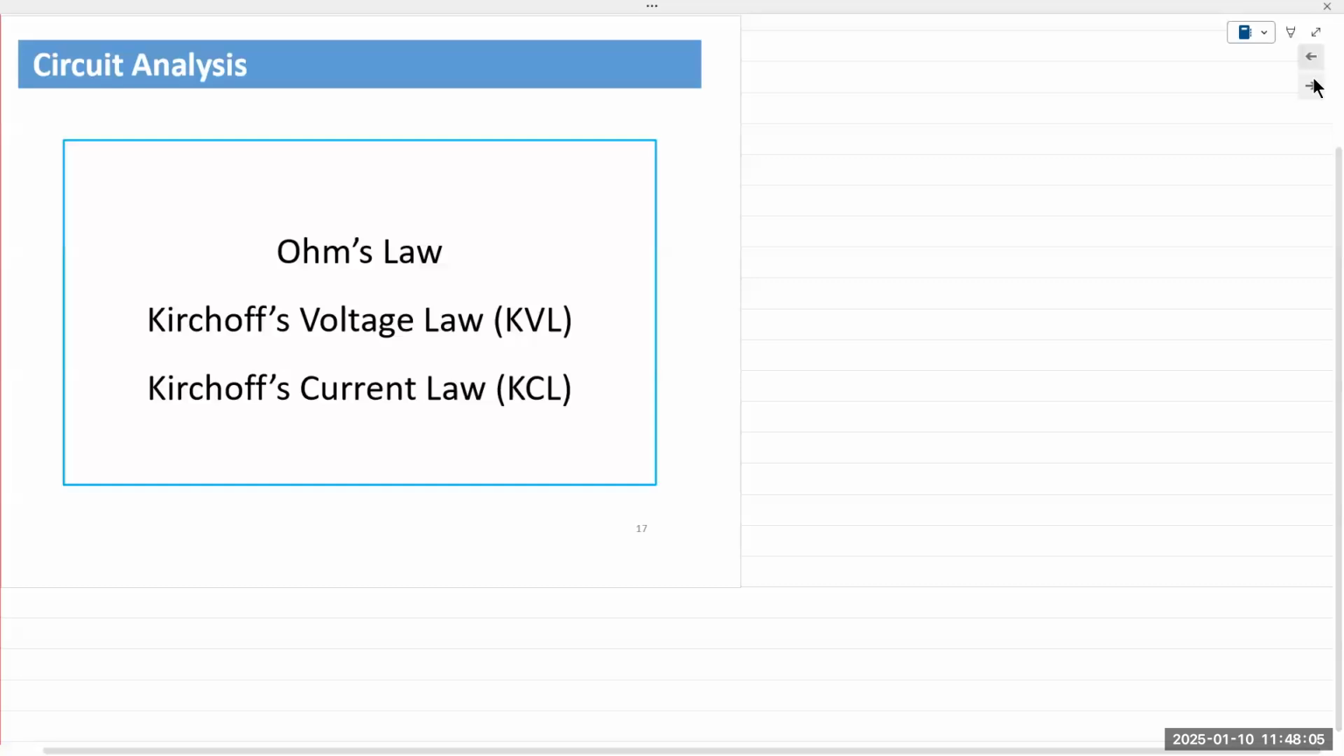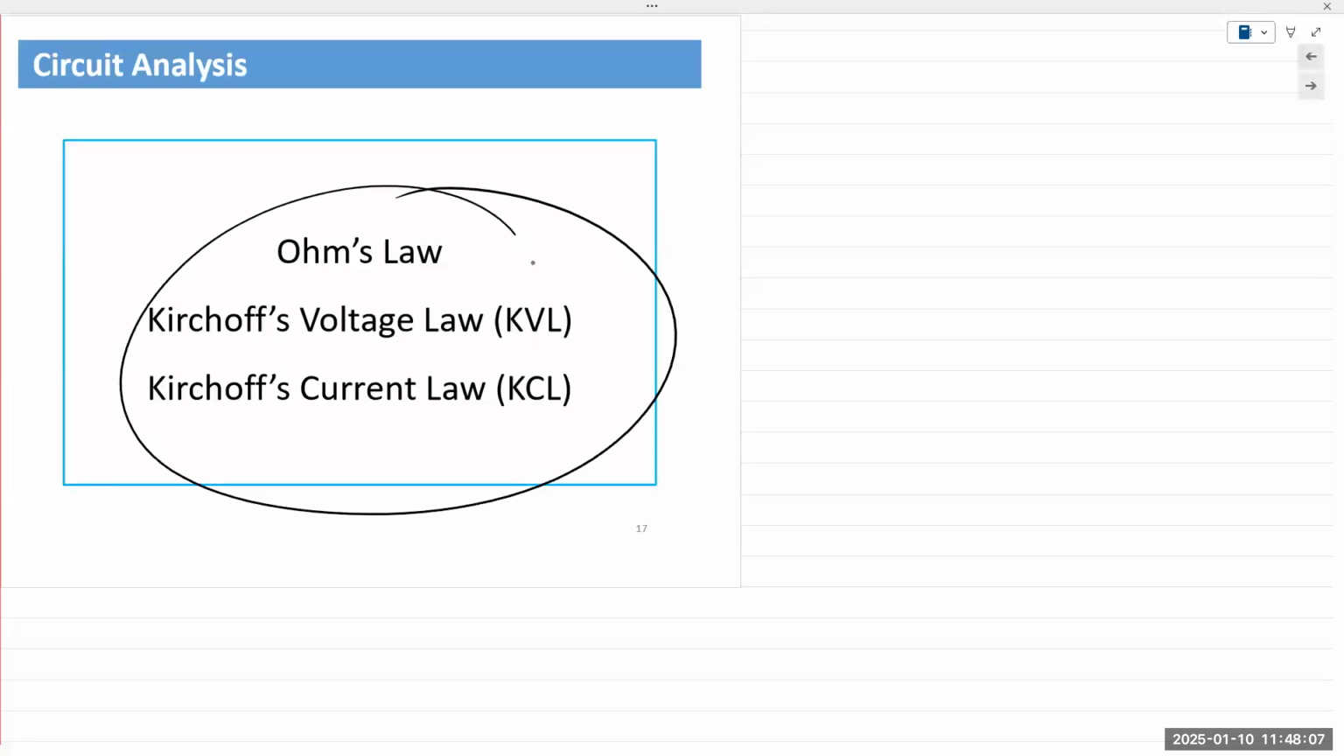Circuit analysis, as I said, you only need these 3 equations. Node voltage analysis or nodal analysis is basically Ohm's law plus KCL, and mesh current analysis is Ohm's law plus KVL. Okay, and that is of course the power equation.